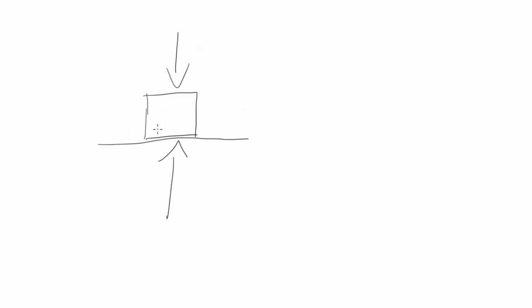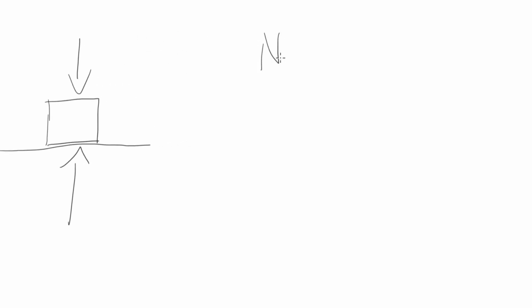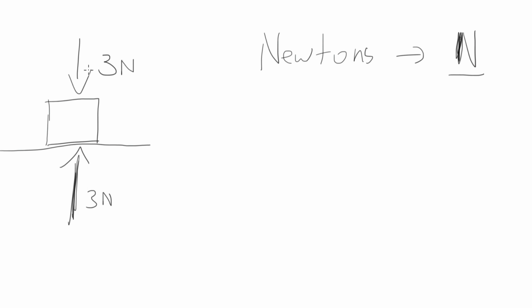Now, something else to consider is that force is measured in something called newtons. And we abbreviate that with a capital N. So whenever you see a capital N, that's referring to newtons. Okay? So maybe there's 3 newtons of gravitational force bearing down on the box, and the table's exerting 3 newtons in return. Since these two directions are going the opposite direction of one another, they cancel each other out.